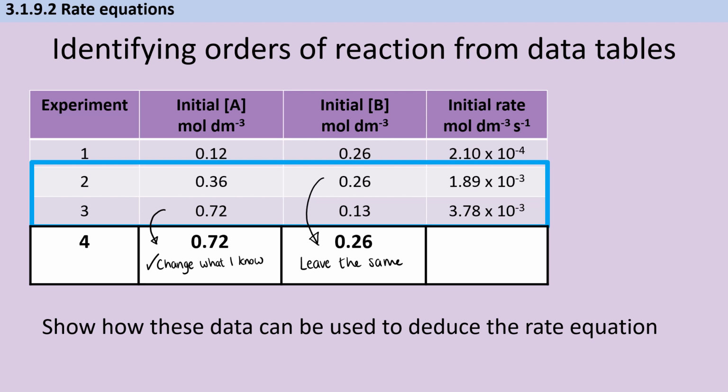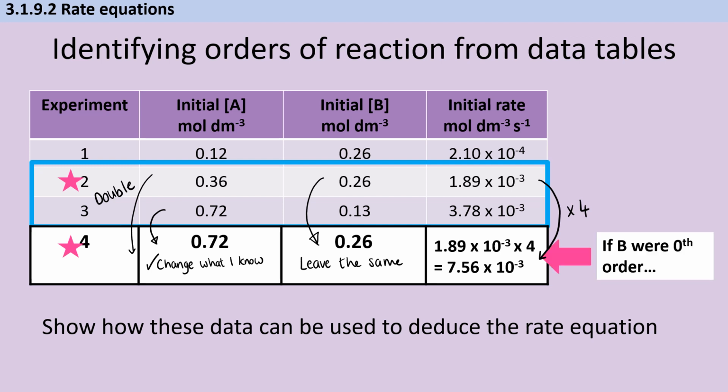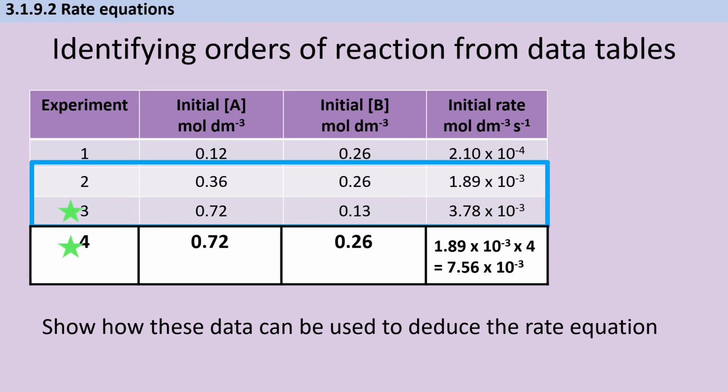But I'm going to keep B the same as it was in experiment 2. And the reason that I'm doing that is it allows me to work out what would happen if only A had changed, which will be what would happen if we were 0 order with respect to B. So I'm going to compare those two and say this doubles, so this should times by 4 because I already know that we are 2nd order with respect to A. And that gives me a value of the rate that I can then go back and compare to experiment 3.